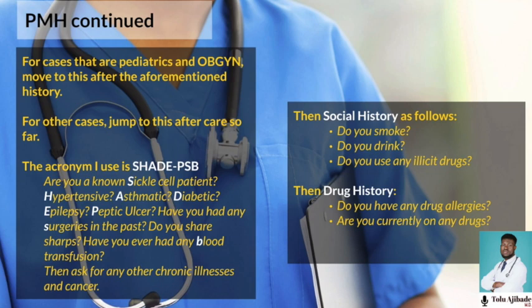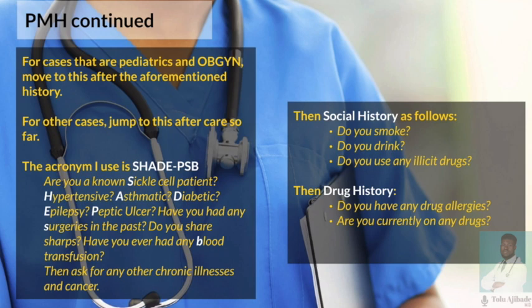Are you a non-sickle cell patient? That's the S. Are you a non-hypertensive patient? So you ask this: are you a sickle cell patient, hypertensive patient, asthmatic patient, diabetic patient, epilepsy patient, peptic ulcer patient? Have you had any surgeries in the past? Have you had any blood transfusions? So as you can see in white there, we have S-H-A-D-E-P-S-B. P for peptic ulcer, S for surgeries, B for blood transfusions.